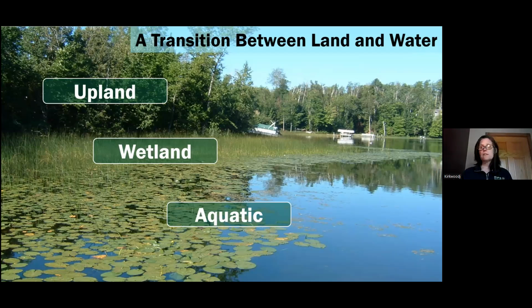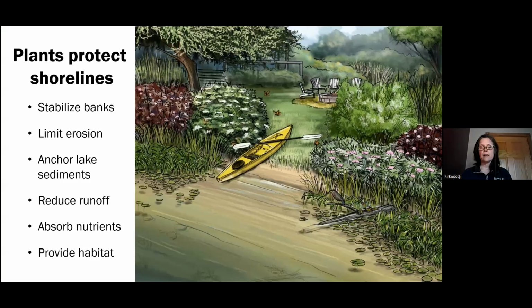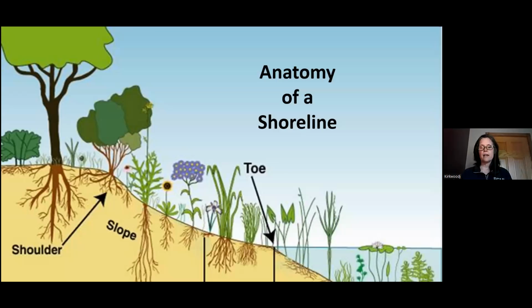All of these plants have root structures that are utilized to protect our shorelines from erosion. They stabilize our banks, they provide habitat, and they protect from nutrient runoff as well. But that root structure is most critical for protecting our shorelines because, a little bit of our basic anatomy, the toe is where the water meets the land. And that is a critical piece. Then up slope is your shoulder, and then the slope in between. That slope is going to be very different between the lakes. But that toe is what is going to be eroding.